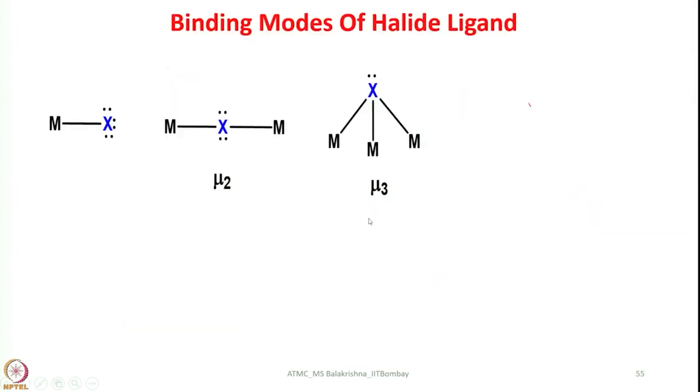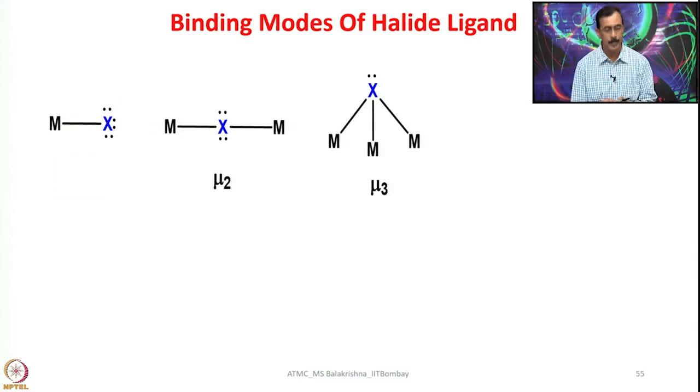Both are sigma in nature. Let us look into the binding modes of halides. The simplest one is simple terminal, eta 1 is more appropriate, or K1, and now mu 2 means it is bridging. So of course, when it is bridging, this only symbolizes that the ligand is bridging, but it does not say in what way it is bridging, whether linear bridging is there or bent bridging is there or what is the angle. That information does not come.